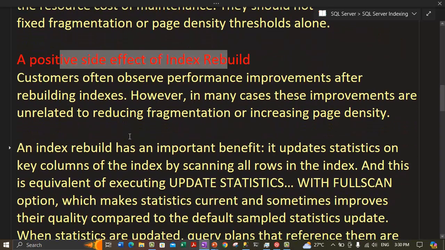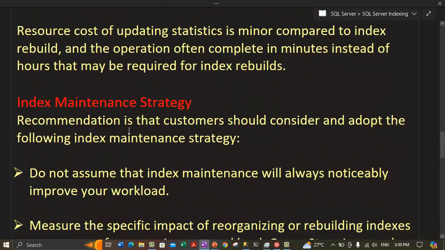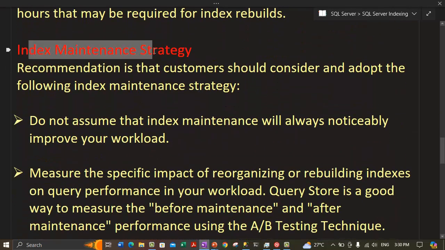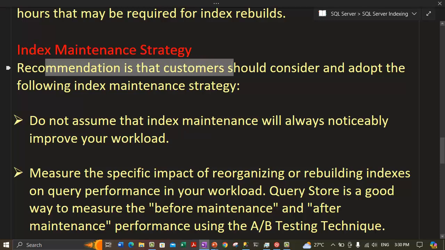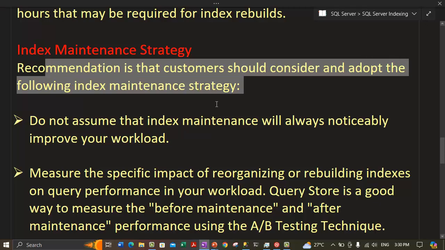We have discussed the positive side effects of the index rebuild operation. Now let's go to the next topic. What should be your index maintenance strategy? Our recommendation is that customers should consider and adopt the following index maintenance strategies.